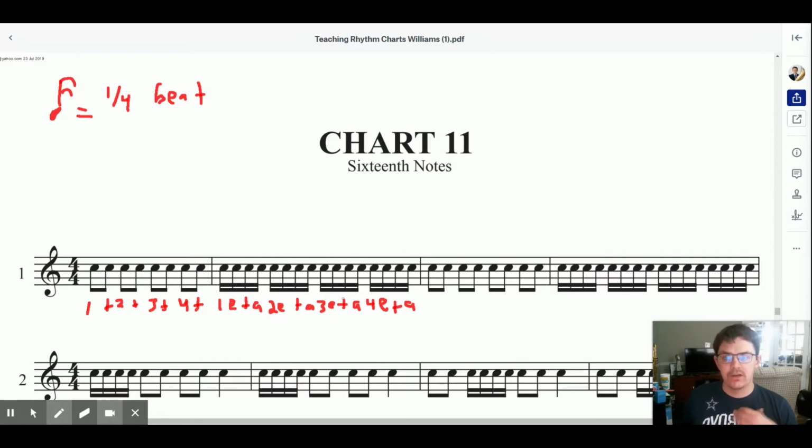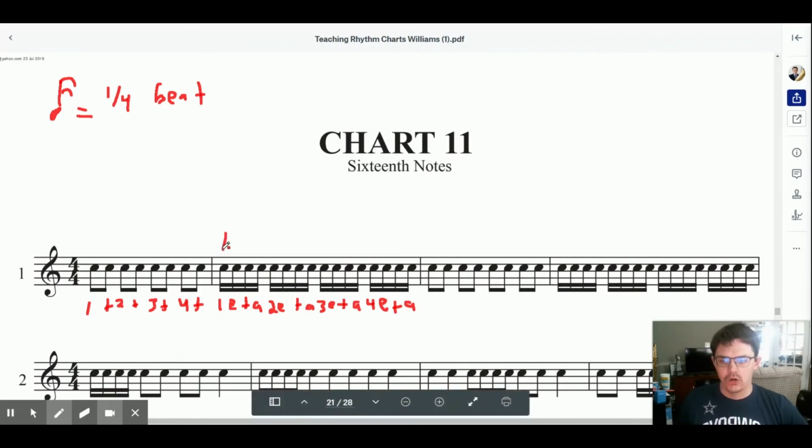Notice I'm being very, very strict on where my 1s and my ands are. Your numbers are still going to be when your toe is down. Your ands are still going to be when your toe is up. Use those to help you. Make sure you don't speed up.